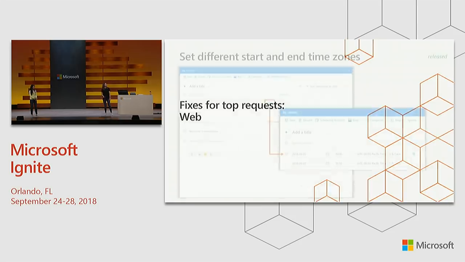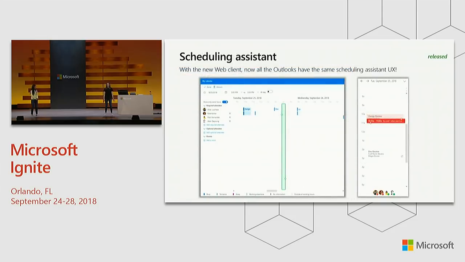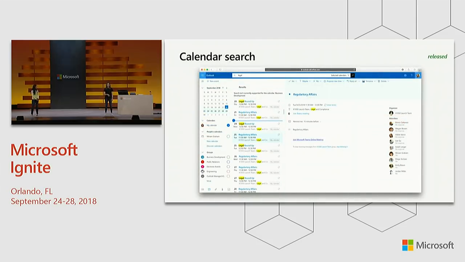On the web, a long-standing request was the ability to do different start and end time zones, which we already talked about. The second one is the scheduling assistant. Now your scheduling assistant in web looks and feels just like your scheduling assistant in Windows. And you can also have the quick scheduling assistant that looks like your mobile one.